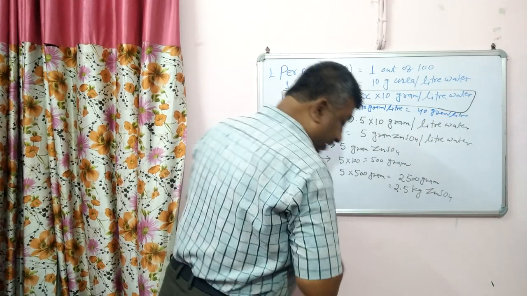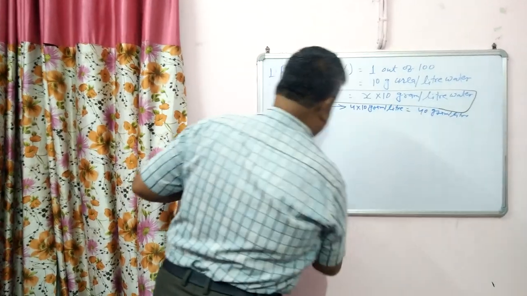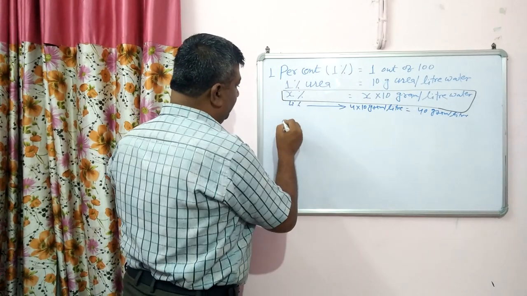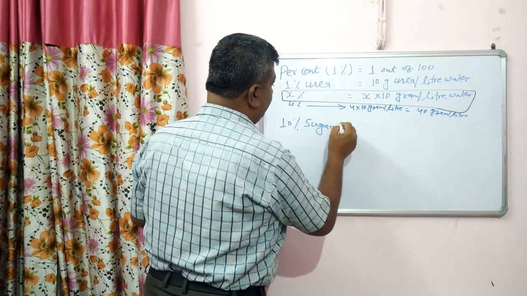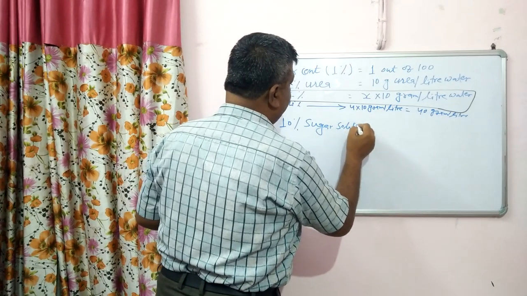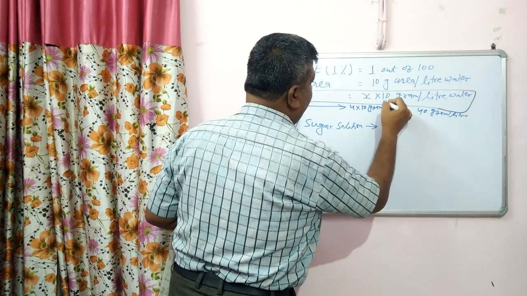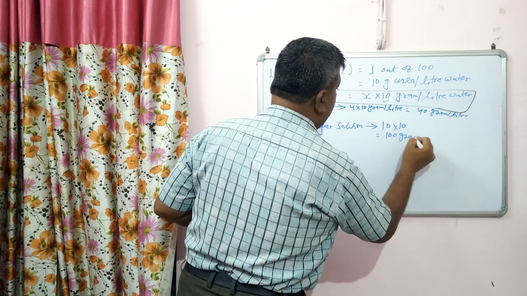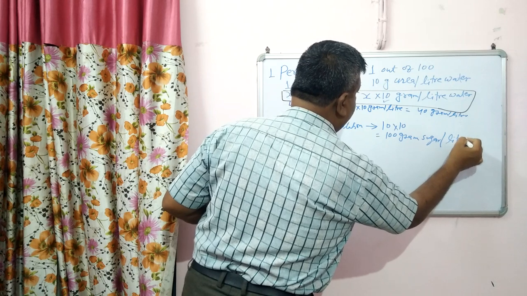So this is the way we can make a percent solution. Suppose we want to make a 10% sugar solution. How do we make it? This 10 is multiplied by 10, which is the conversion factor, and that is 100 gram. So 100 gram of sugar is dissolved in one liter of water.